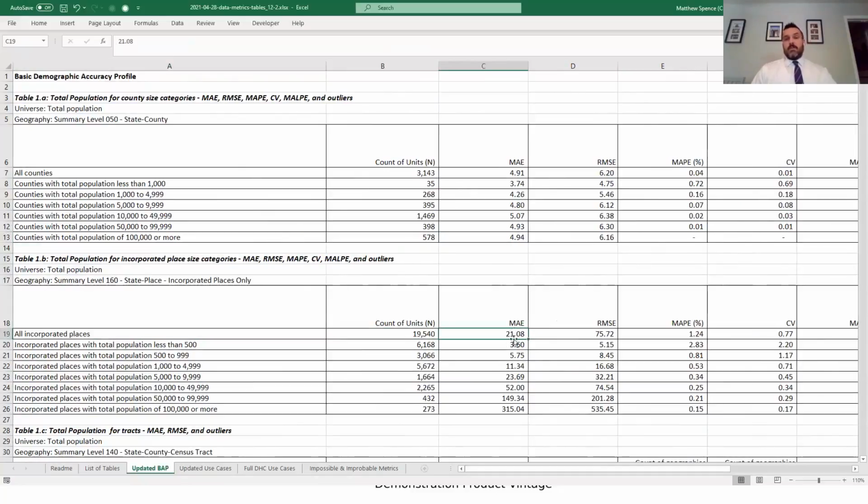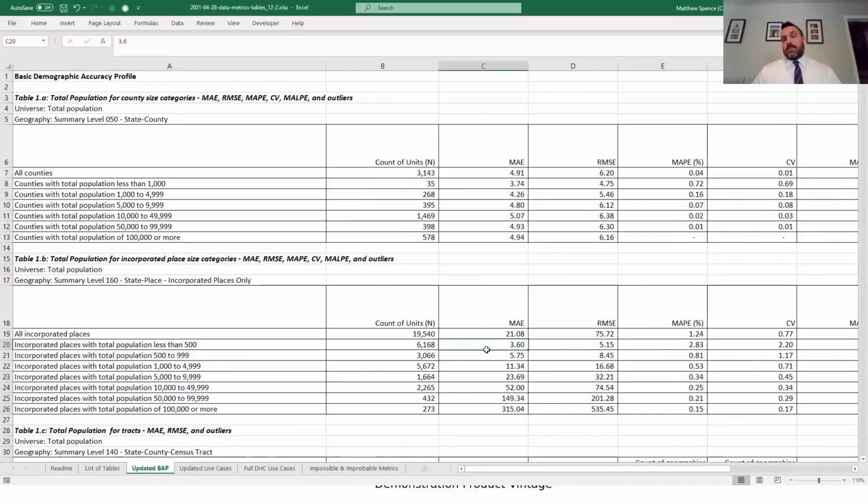places. So here we can see that the average incorporated place gained or lost about 21 people, which, if you look at the MAPE, that's about 1.2% of the population. So we can see that these places are slightly less accurate than the average county, but keep in mind that these places are frequently very, very small. You can see that of those 19,000, 6,000 of them have fewer than 500 people. So those are going to have a larger percent error, but the larger incorporated places will have similar percent error to larger counties.